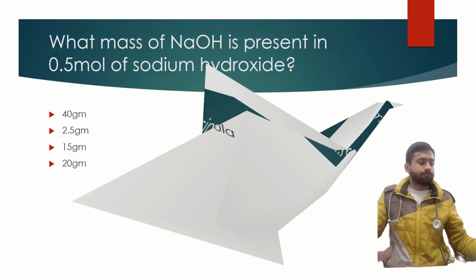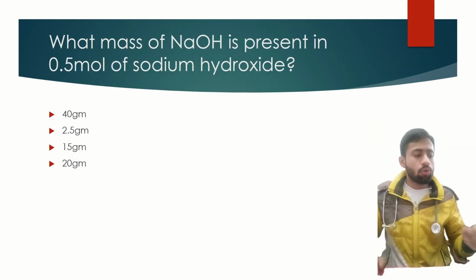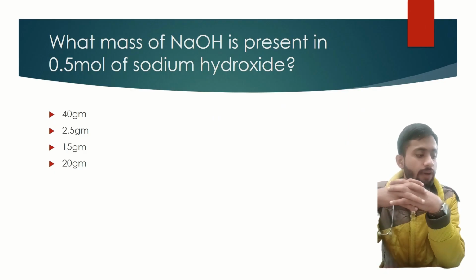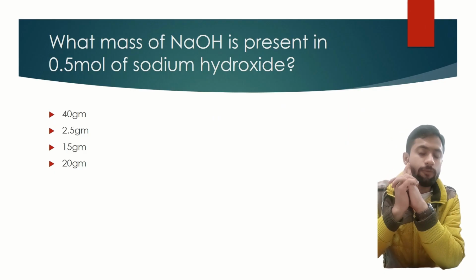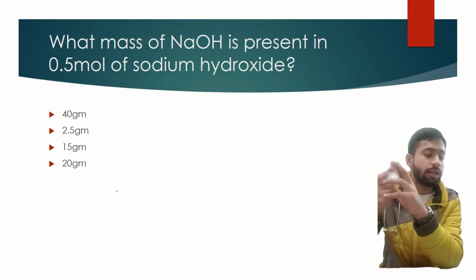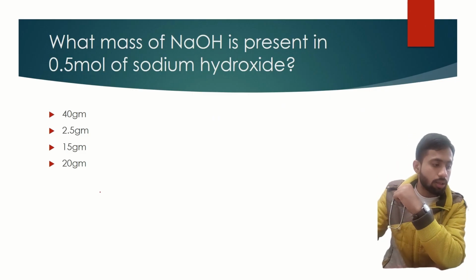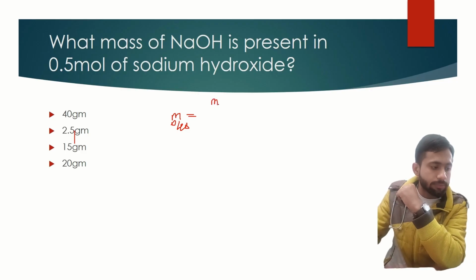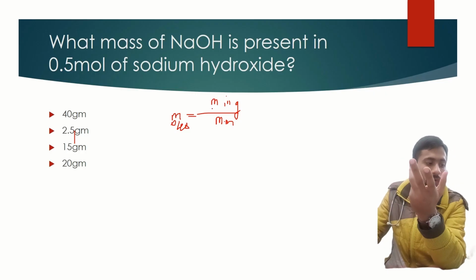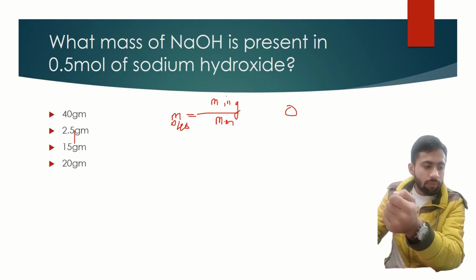Okay, let's move on. What mass of NaOH is present in 0.5 moles of sodium hydroxide? This is basically the first part of our stoichiometry, in which we have discussed the basic formula stating that moles is equal to mass in gram divided by molar mass. So what mass of NaOH? You have to find mass in gram. You have been given the moles.